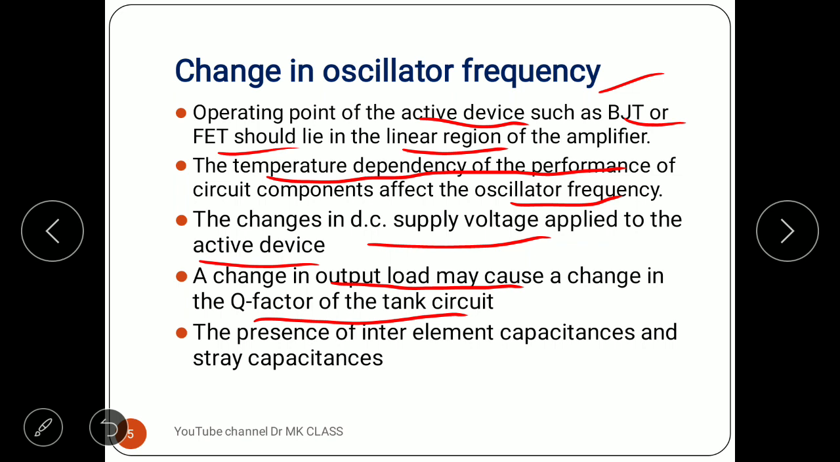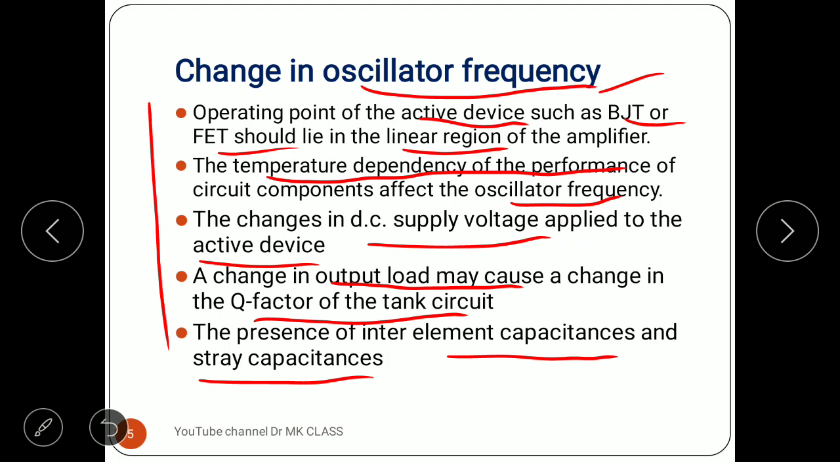Another is the presence of inter-element capacitance. In a transistor, there is a capacitance between base, collector and emitter. That is called stray capacitance, and it affects the oscillation frequency. These are the parameters which cause the oscillator frequency to change. If all these factors are correct, then the correct oscillator frequency will come.